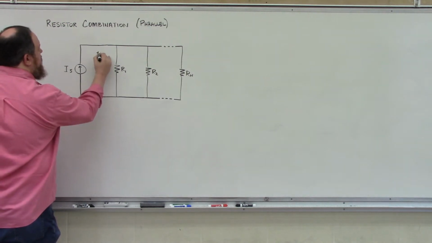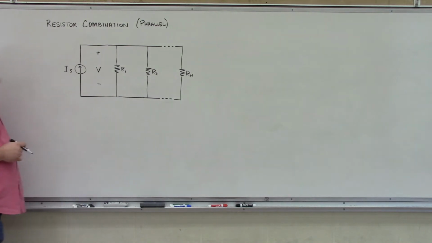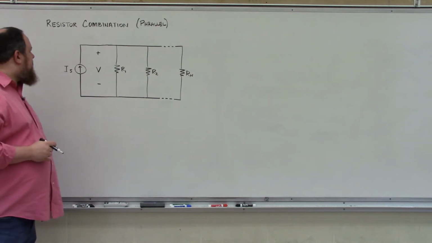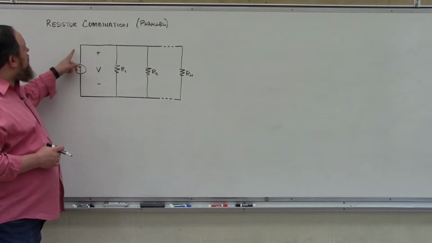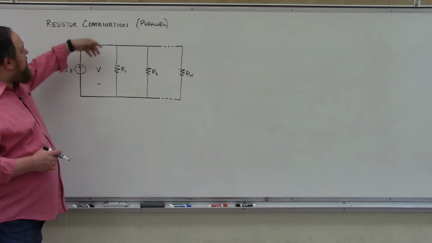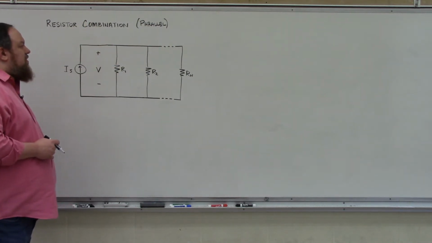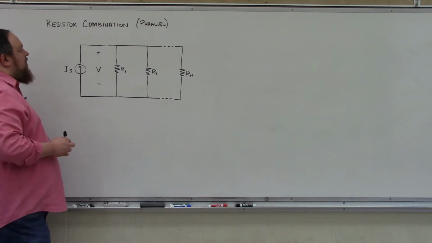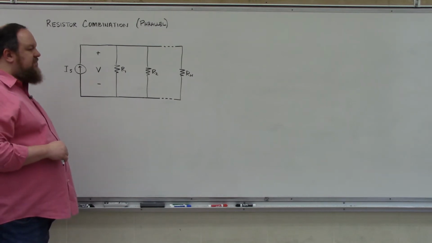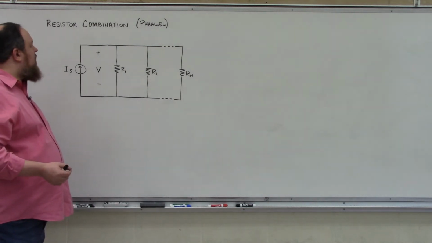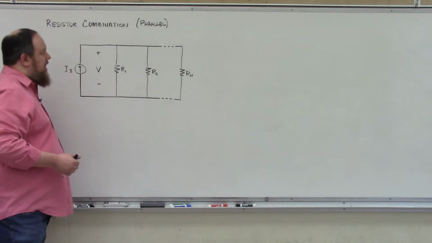And I'm going to assume that the positive polarity is on top and the negative polarity is on bottom. I'm making that assumption because my expectation is that this current IS that leaves the source will come and enter this node, and then it will divide itself among all of these parallel connected resistors. So the current is going to be flowing down through each of these resistors, which means in order for them to be absorbing power, the voltage needs to have positive polarity on top and negative polarity on bottom.